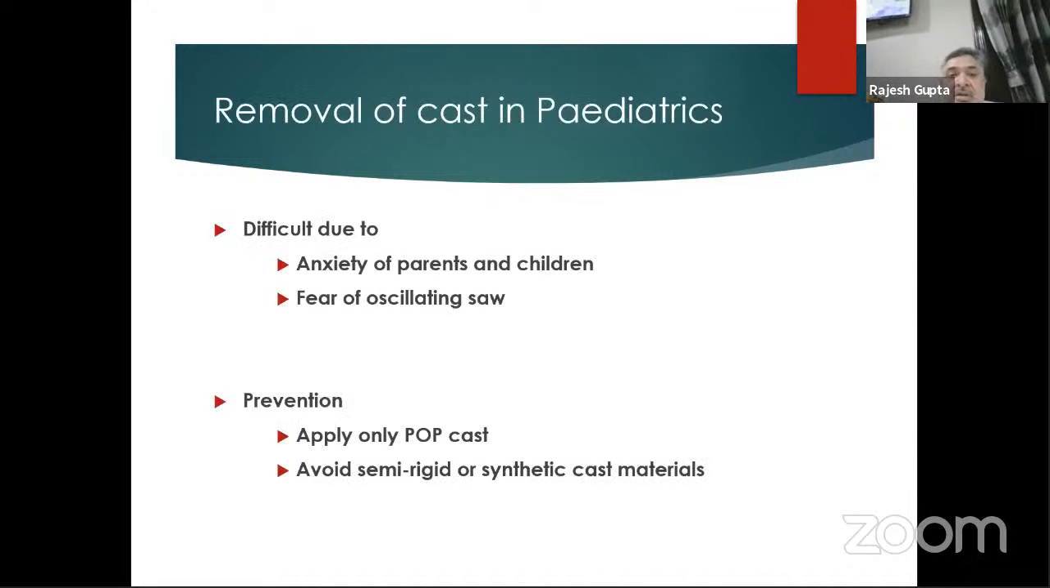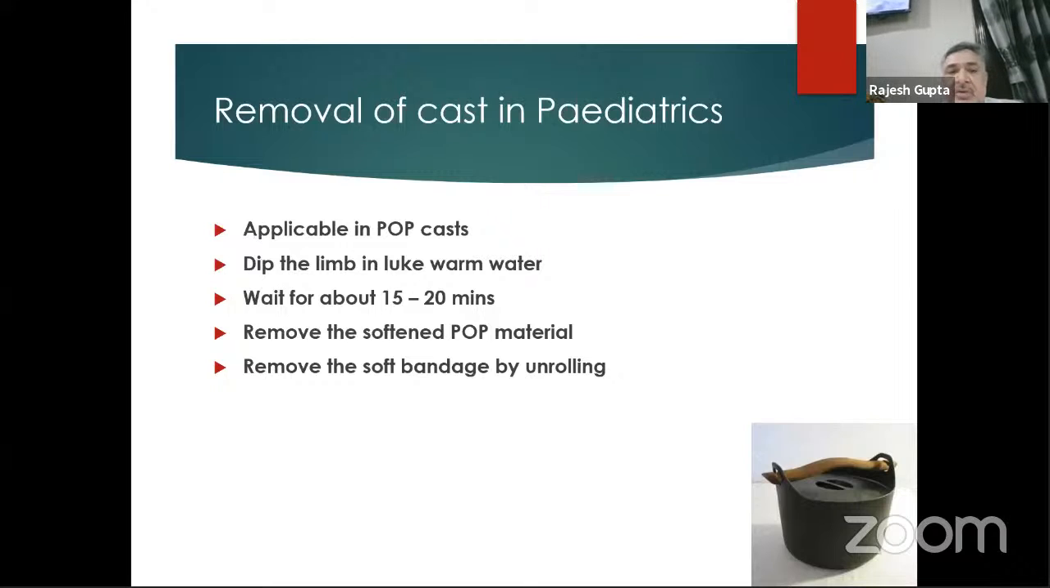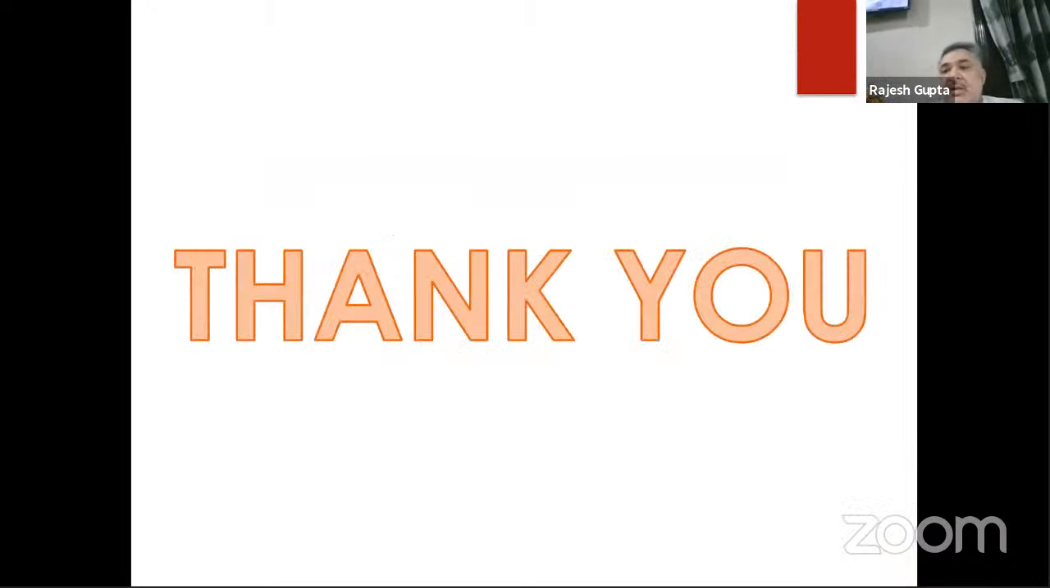Okay, so it is very important to know how the plaster is cut. Now, it sometimes is difficult to remove in children, due to anxiety of the parents and the children and the fear of the oscillating saw. So avoid using synthetic or semi-rigid material in children. Only apply POP cast. And there is another way to remove the cast in a child. You dip the casted part in lukewarm water, wait for about 15 to 20 minutes, and then you can remove the softened POP material. So this is how we do it in children. Thank you.